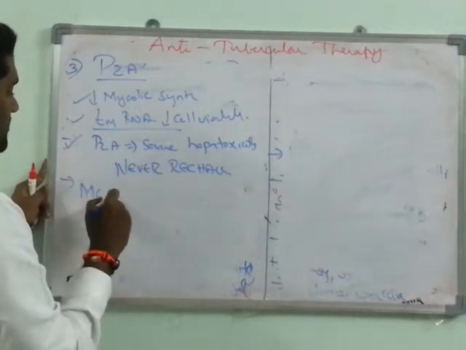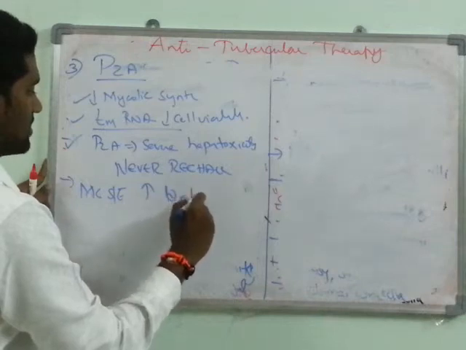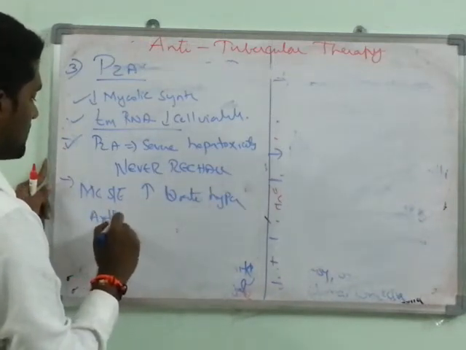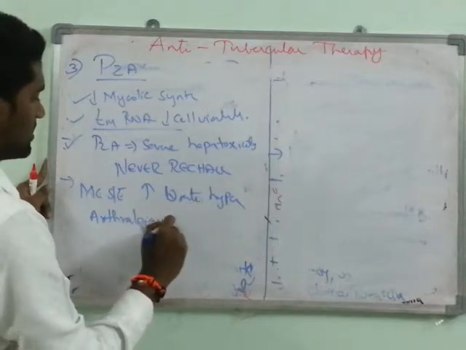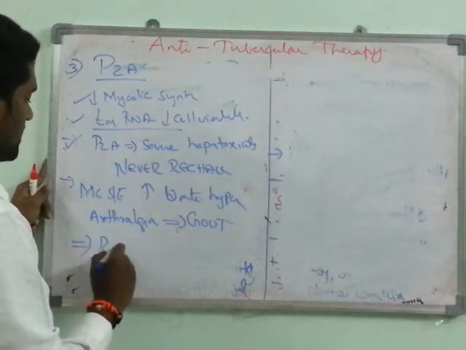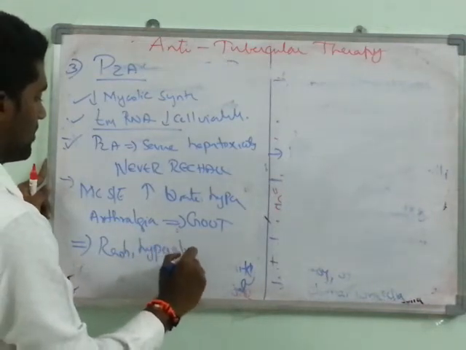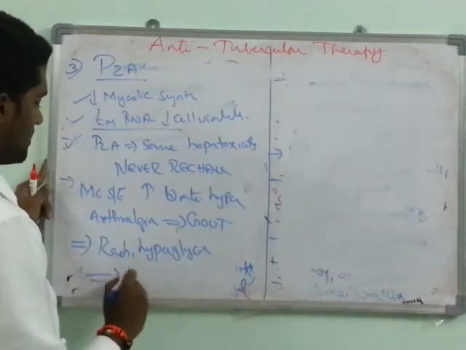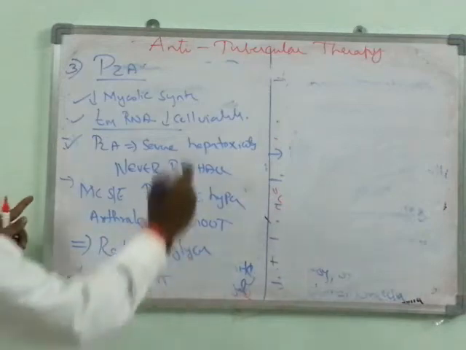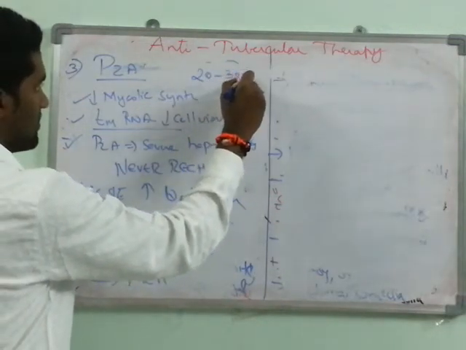Most common side effect will be elevated urate levels, that is hyperuricemia, can cause arthralgia. Very rarely it can cause gout. Other side effects like rash and hyperglycemia. Resistance can be mediated to PNCA gene. The dose usually is 20 to 30 mg per kg.